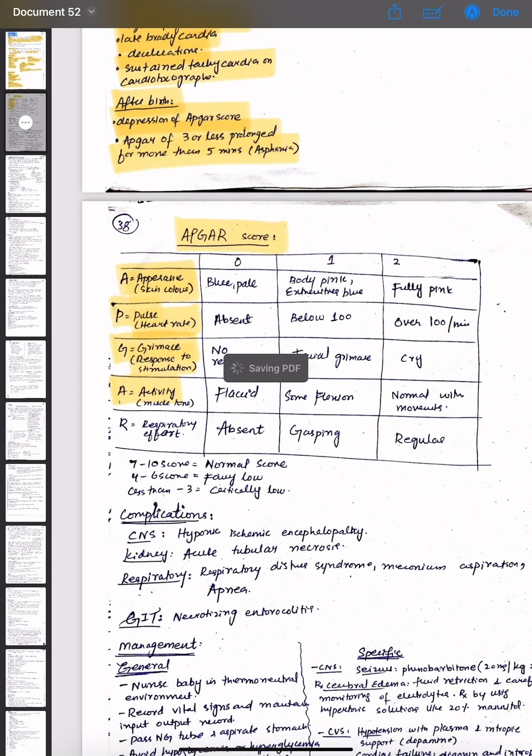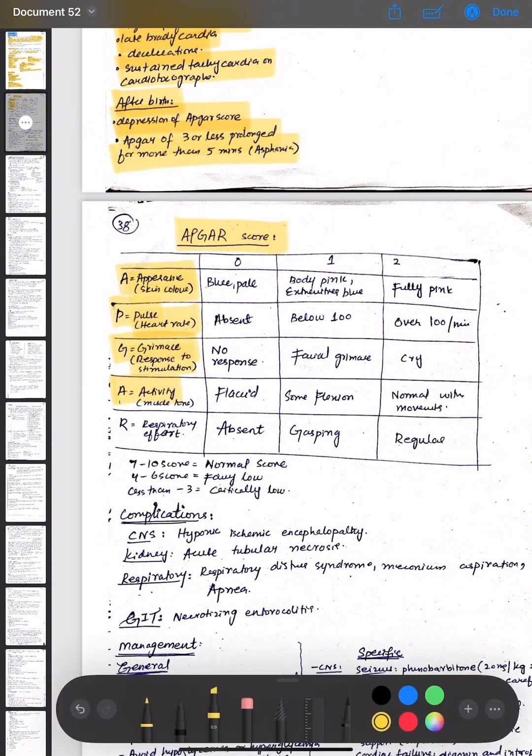So, if the color is blue or pale, then the points will be 0. If the body is pink and extremities are blue, then the point is 1. And if it is fully pink, then the points are 2. Now, if the pulse is absent, then 0 points. If pulse is below 100, then 1 point. And if it is over 100, then 2 points. If there is no response to stimulation, then 0 points. If facial grimace is present, then 1 point. And if the baby cries, then 2 points.